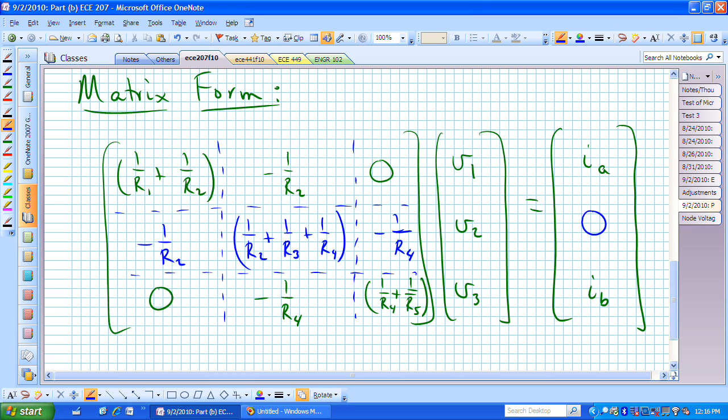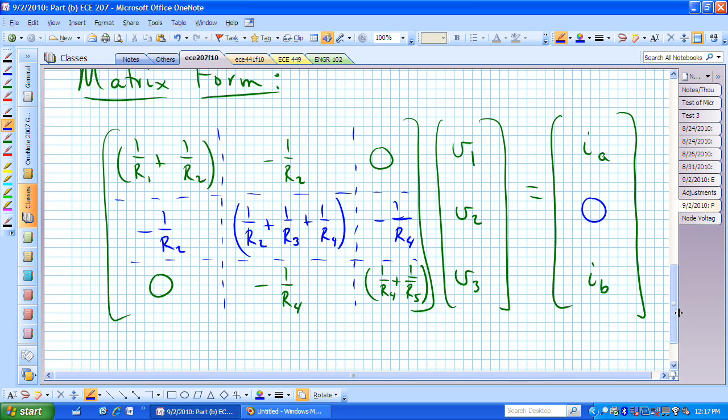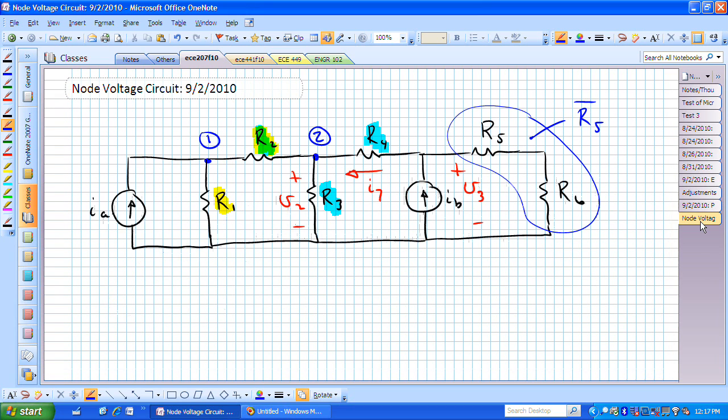And that's now a standard form representation of the node voltage analysis problem associated with this original circuit, where we had then defined these three nodes, 1, 2, and 3, and we had assigned node voltages to those nodes in order to find the unknown quantities in that particular circuit.